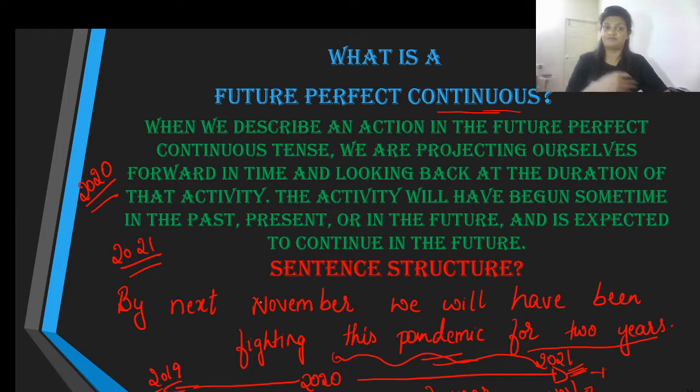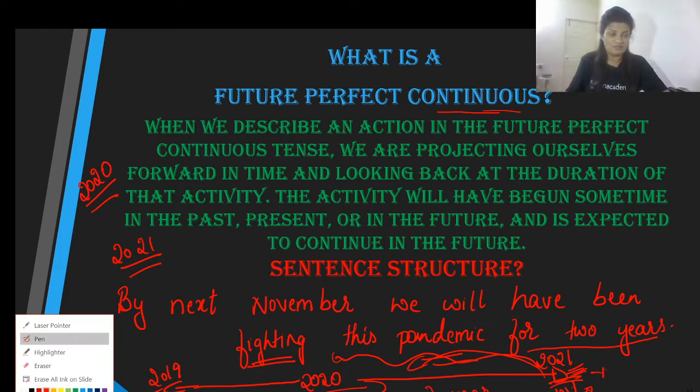The definition is, we describe an action in the future perfect continuous. We are projecting ourselves forward in time, here in the future, and then looking back at the duration that we have covered. And obviously in November 2021, we will have been fighting this pandemic, and we have no clue whatsoever whether the pandemic is going to end in November 2021 or not, or what happens in future. We are clueless. So the action will still be going on if we continue to fight.